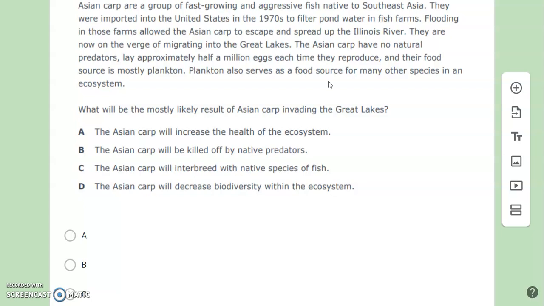So in other words, a foreign fish that is not native to that ecosystem, that reproduces very quickly and is very aggressive and will eat a lot of the food that the native species that already live there would normally be eating, is in danger of invading this ecosystem. What would happen if the Asian carp, which reproduce quickly and eat a lot of food that other animals also eat, what would most likely happen? And they have no native predators.